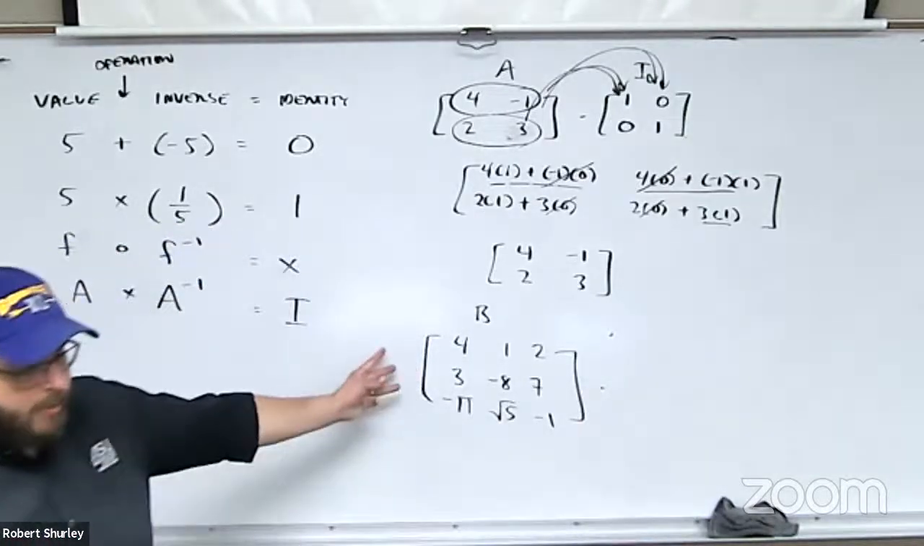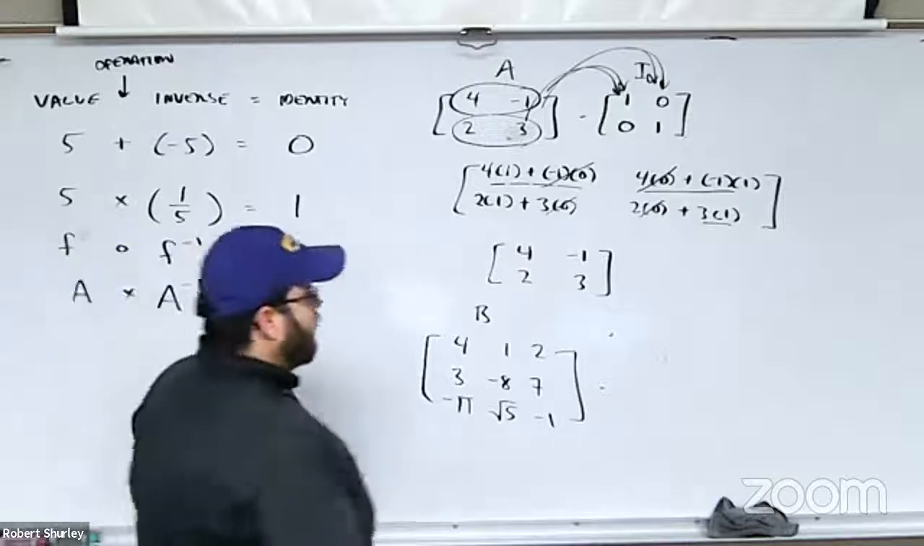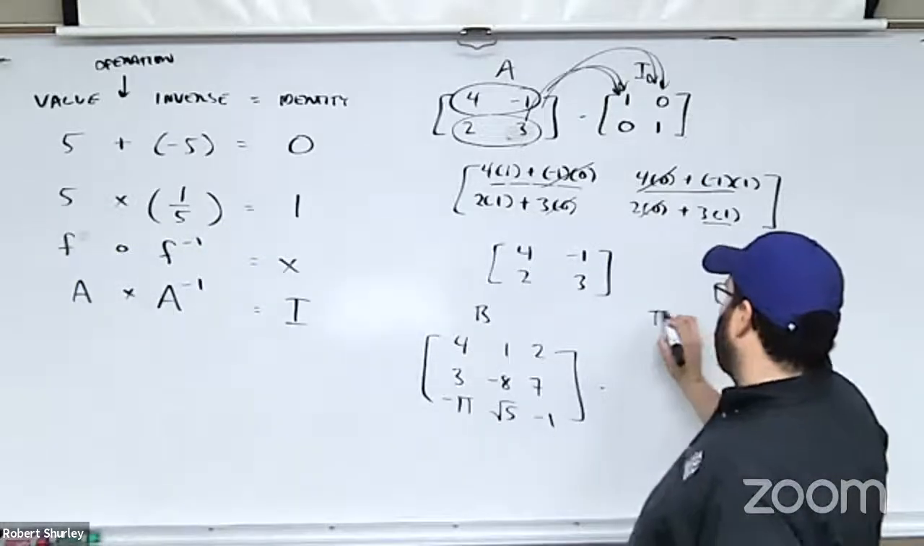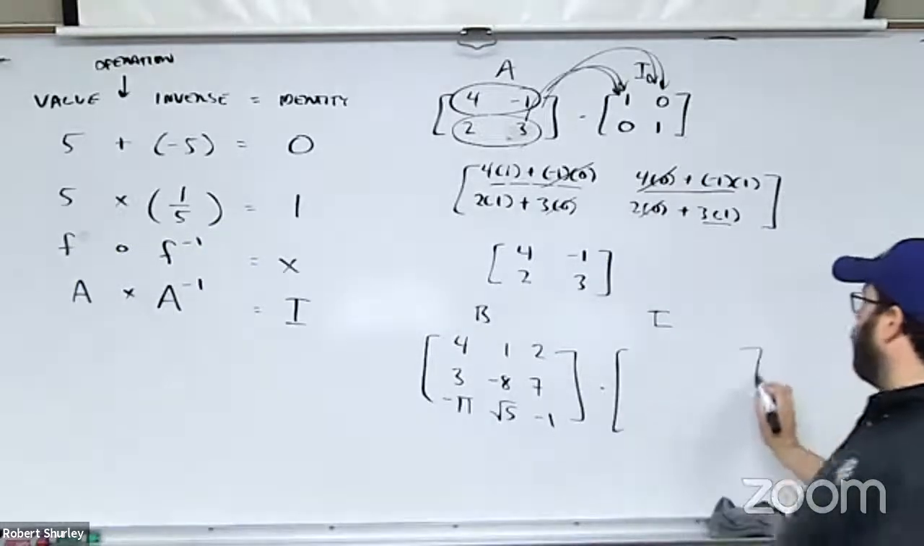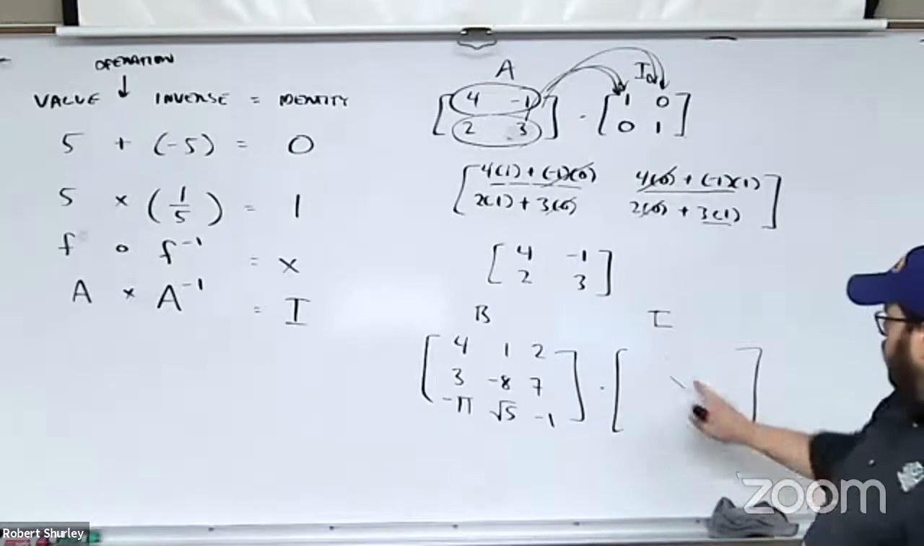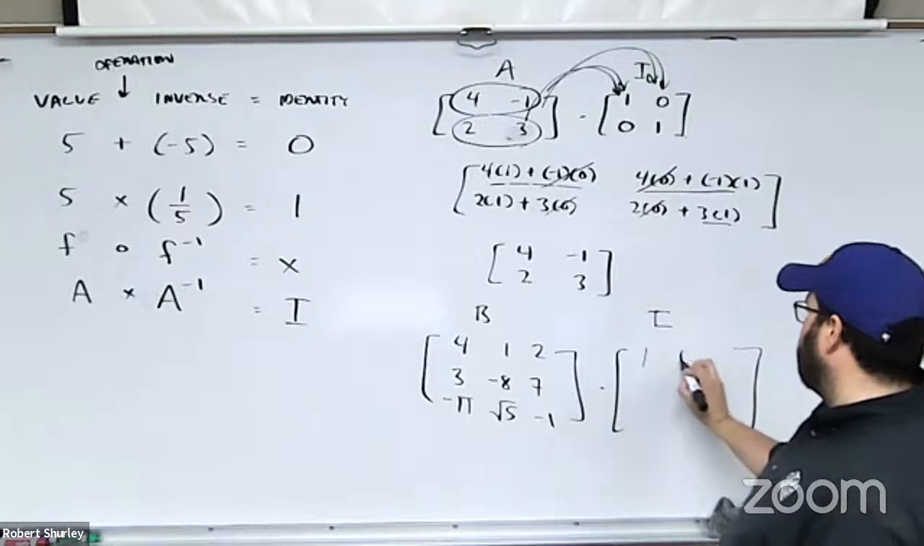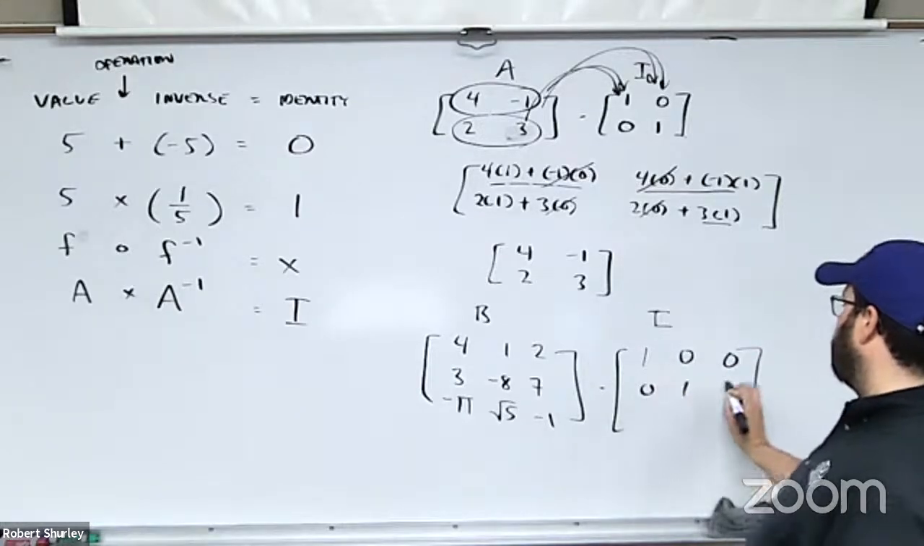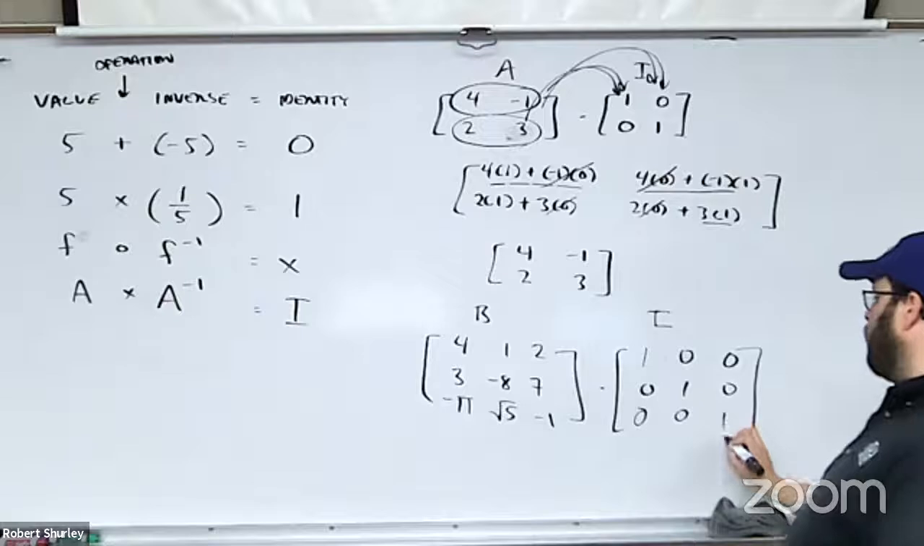Now, this is a 3 by 3 matrix. If you want to find its identity, it's pretty straightforward, actually. It would just be ones and zeros, but now the ones are in a diagonal this way. So it's going to be 1, 0, 0, 0, 1, 0, 0, 0, 1.